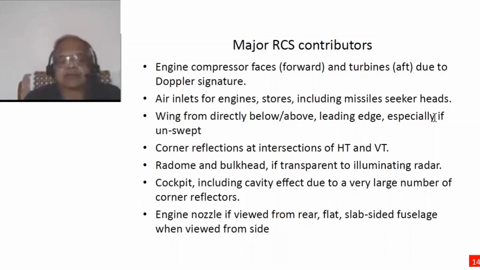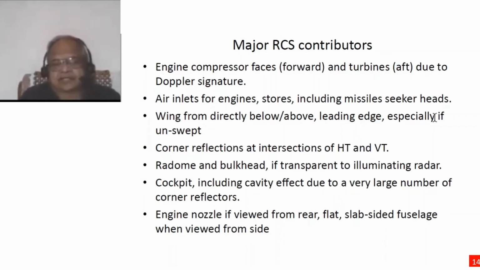So the wing, from directly below or above, the leading edge, especially if it is unswept, has a very big radar reflection possibility. Of course, in most combat aircraft now, sweep is almost a given. There's not much of a significant part, but it is clear that a rectangular wing will reflect most of the radar waves compared to a swept wing.